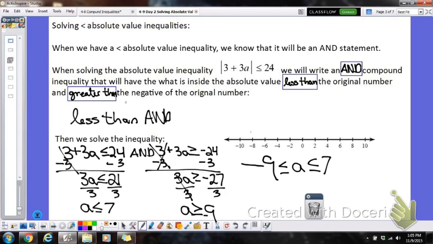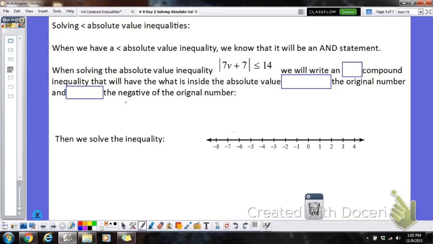Now let's go ahead and graph each of the inequalities. So a is less than or equal to 7. I go up to my graph, I have a closed circle at 7, and I know I'm going to the left. And then I need a closed circle at negative 9, and I'm shading to the right. That will connect my two points. So there is our solution. Remember, when we have an absolute value inequality and it's a less than, we produce an AND statement by being less than the original number and then greater than the negative of that.